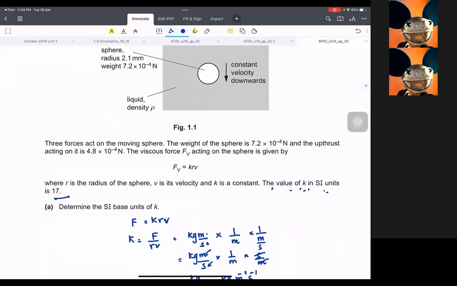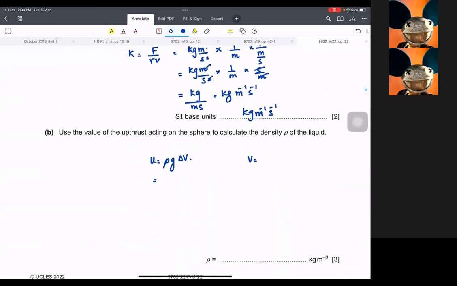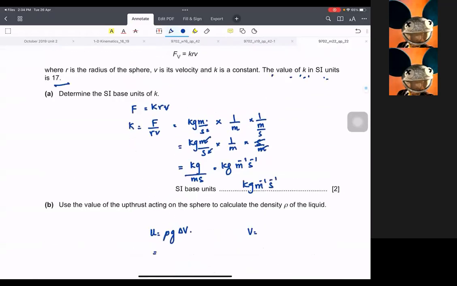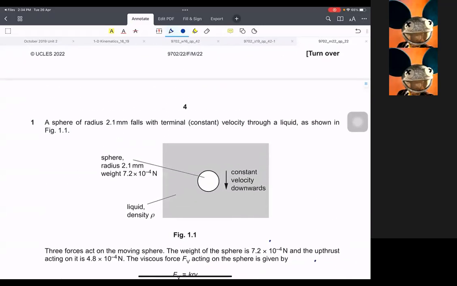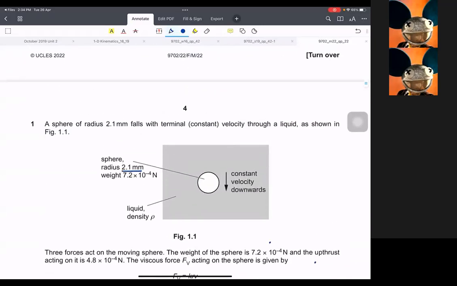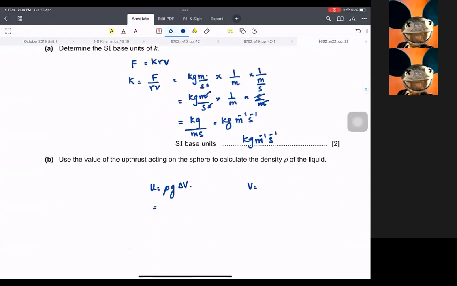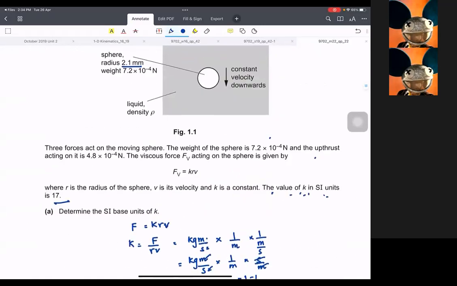What else have you got? This sphere. There is an upthrust acting, there is a weight acting, there is drag force acting. Use the value of upthrust to calculate the density. Okay, so volume is not given. Where is volume? Oh, there is a radius given.